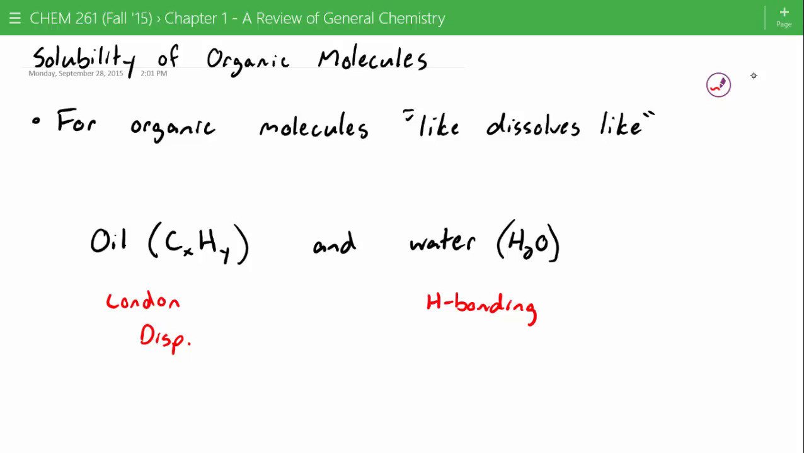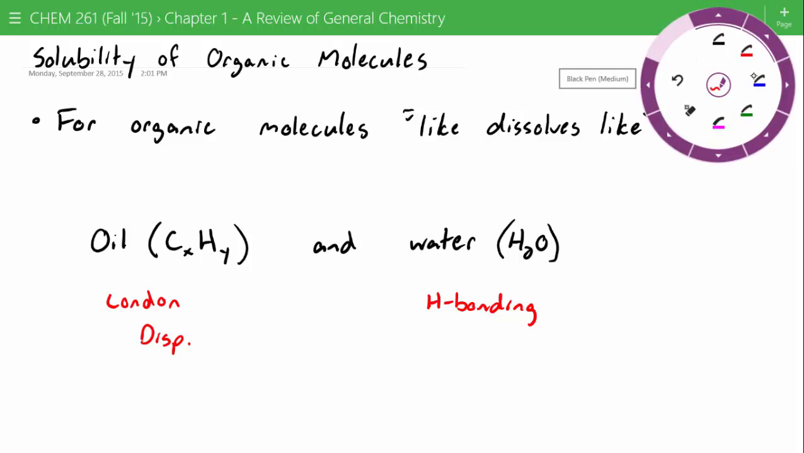And we can also say there is some London dispersion within water. But are these very similar? No, water is very, very polar. Oil is very, very nonpolar. So any of you that have seen an oil slick on top of a lake or in the Gulf of Mexico, you've seen very clearly that these two will not mix very well.